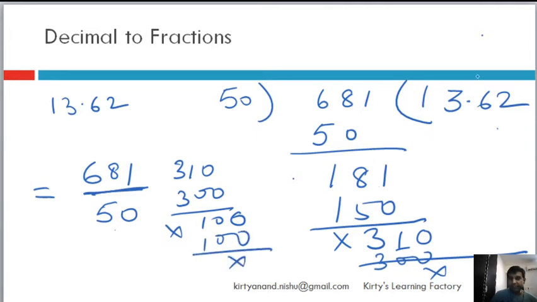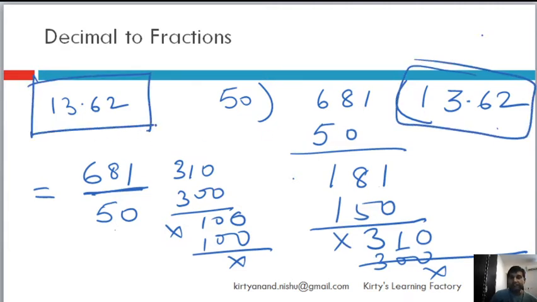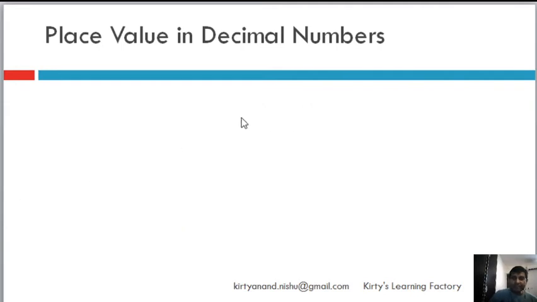So what do we get? 13.62, right? What did we start off with? 13.62. So using an example, I showed you how to convert a decimal into a fraction, and then consequently how to convert a fraction into a decimal. Okay, let's move on. Place values in decimal numbers, or it's a general rule.